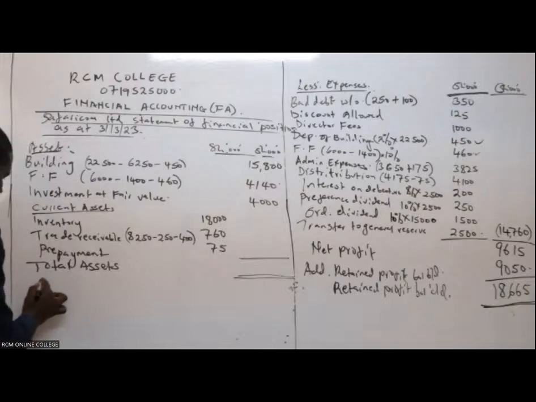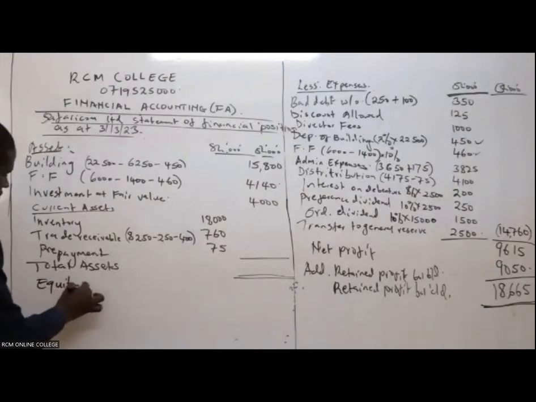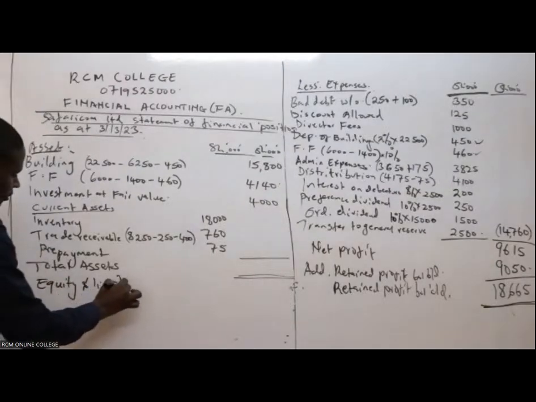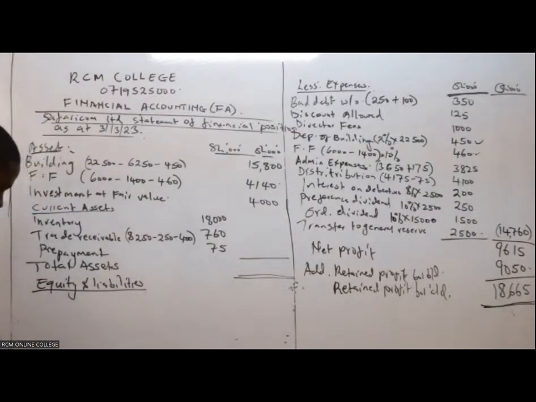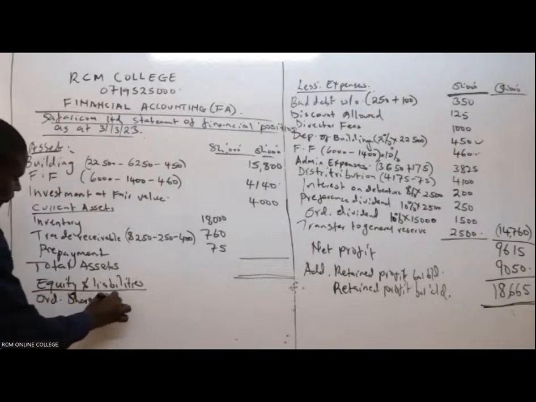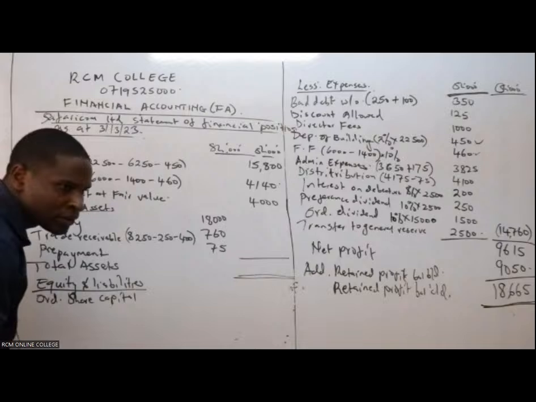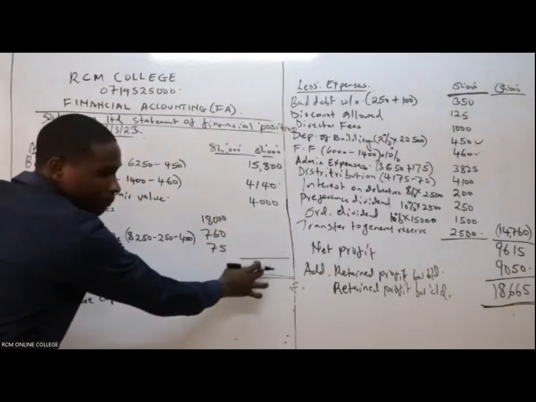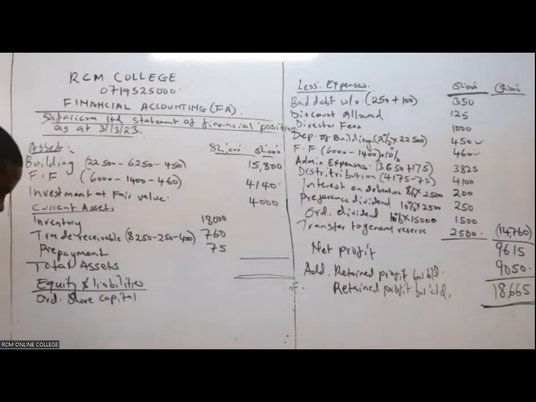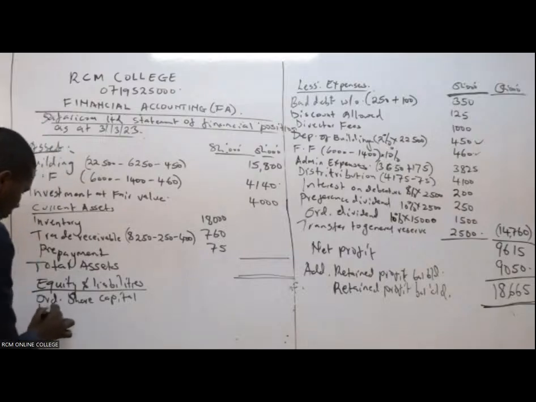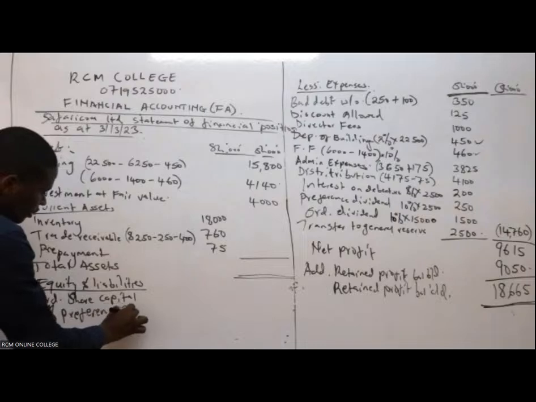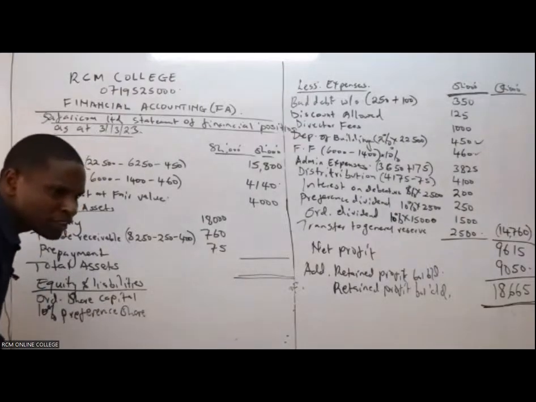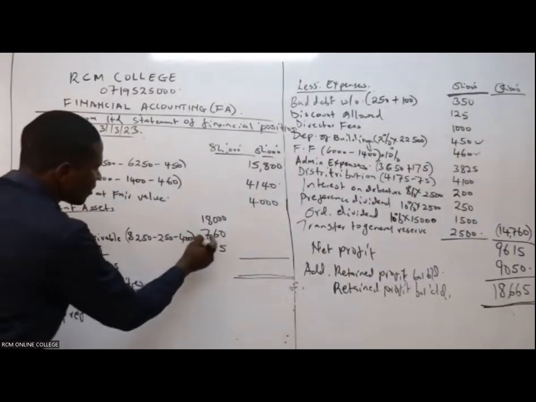Equity and liability is the next section, which has ordinary share capital. So you are giving me the total there. Put all these here so that we get total assets. 10% preference share. We take these directly. I have not yet got 39,175.